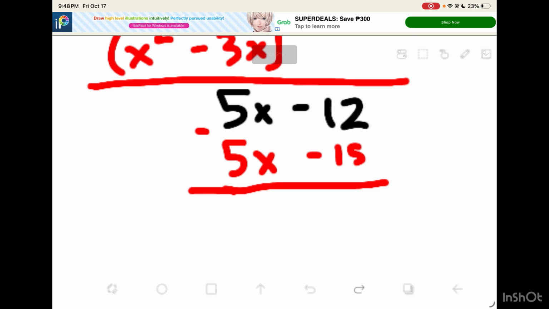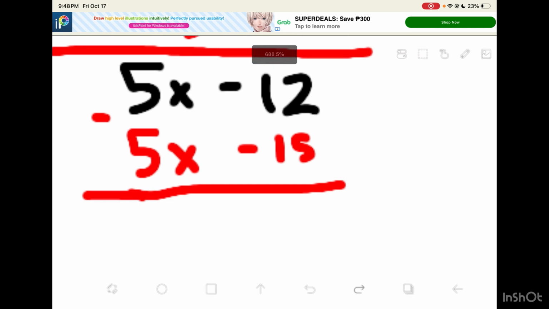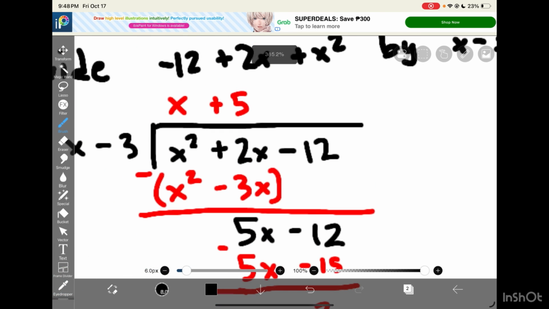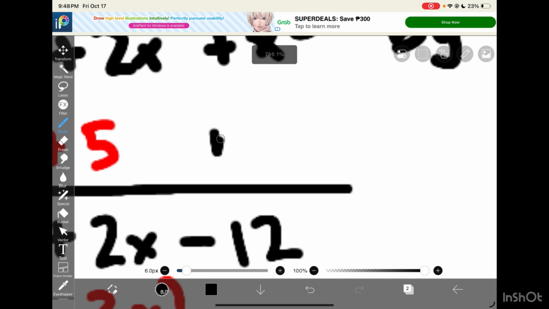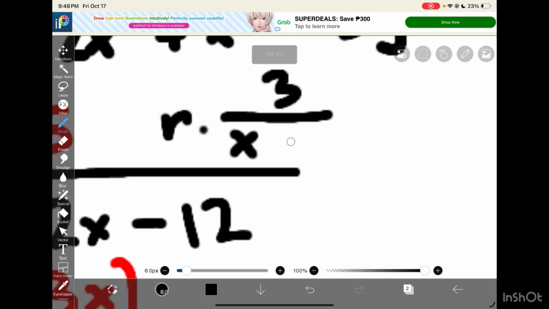So let's try to subtract that. 5x minus 5x, that's nothing. And then negative 12 minus negative 15 is equal to 3. And there you go, that's the answer: x plus 5, remainder 3 over x minus 3.